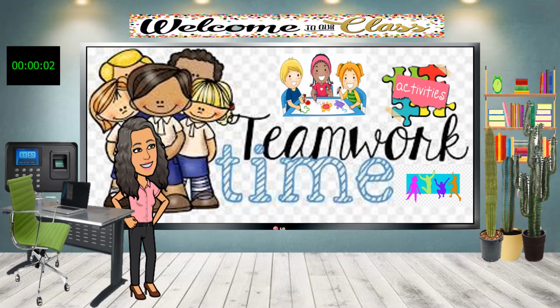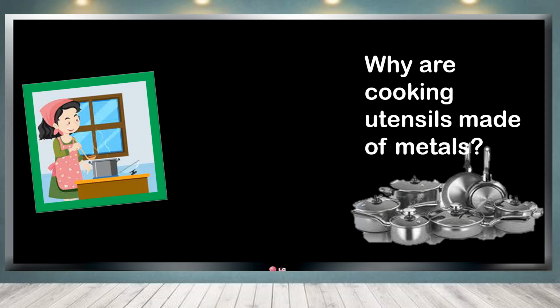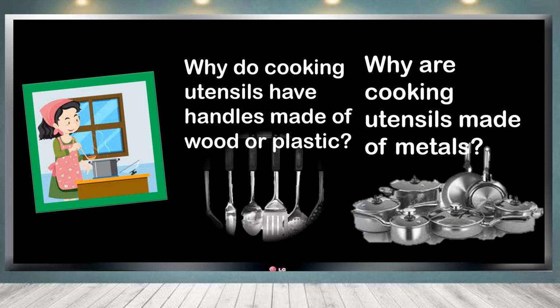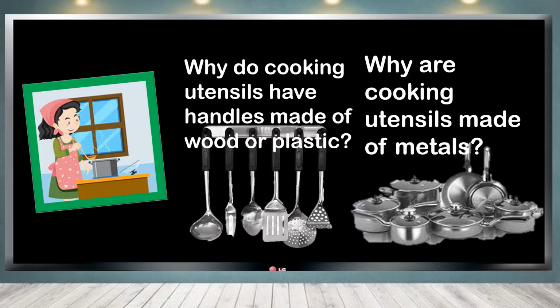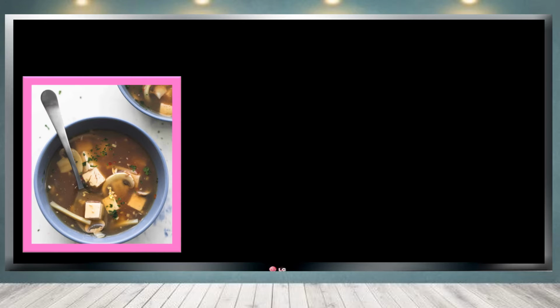Now let's go to your activity. Do you mind helping your mother in the kitchen? And when you are in the kitchen, do you wonder why cooking utensils are made of metals and their handles are made of plastic or wood? Look closer at the spoon. The spoon has direct contact with the soup. That is how heat is transferred to solid materials. There must be direct contact.